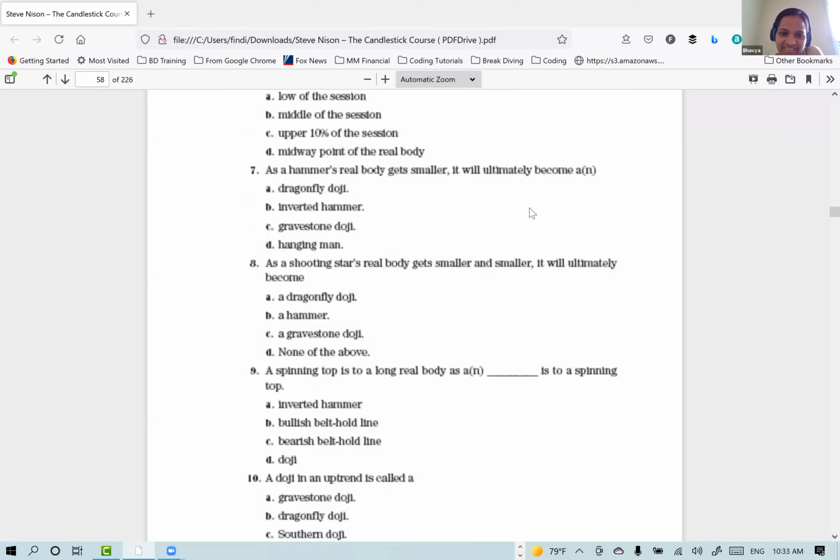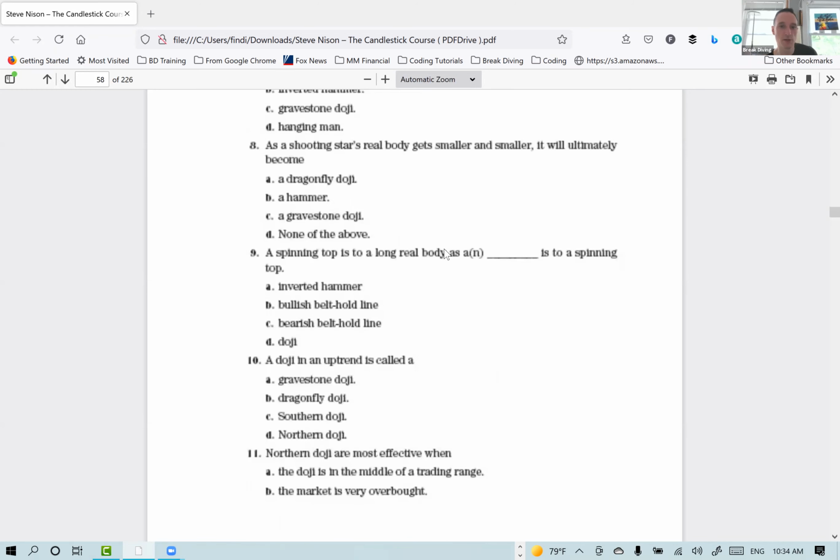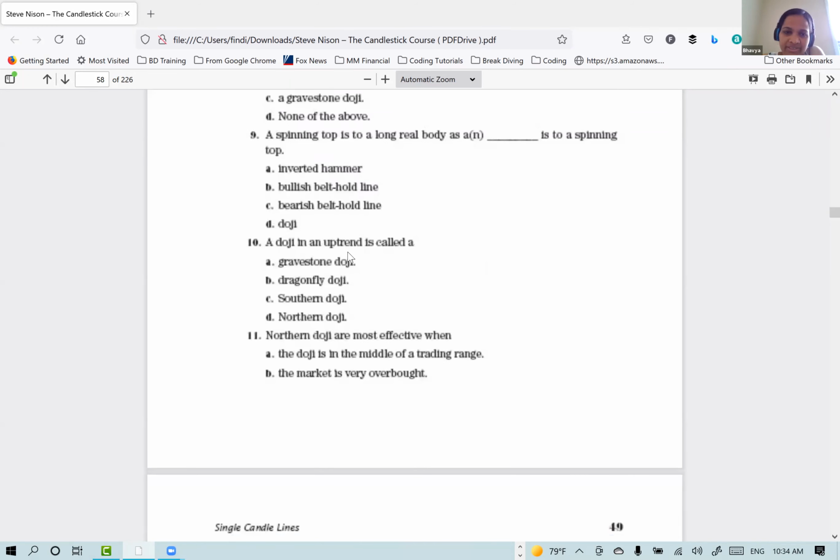Number 7. As a hammer's real body gets smaller, it will ultimately become a dragonfly doji. Good. I agree. As a shooting star's real body gets smaller and smaller, it will ultimately become a gravestone doji. C. Okay, I agree.